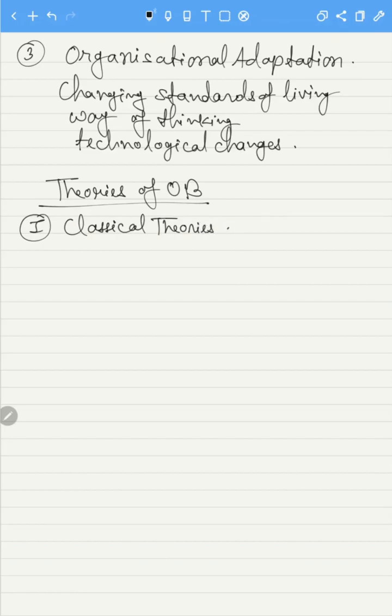Now in classical theories, there are traditional or long established theories which became the foundation stones of systematic study of the organizations. This theory prescribes that an organization is built around the concept of work to be done. It believes that incentives motivate employees.